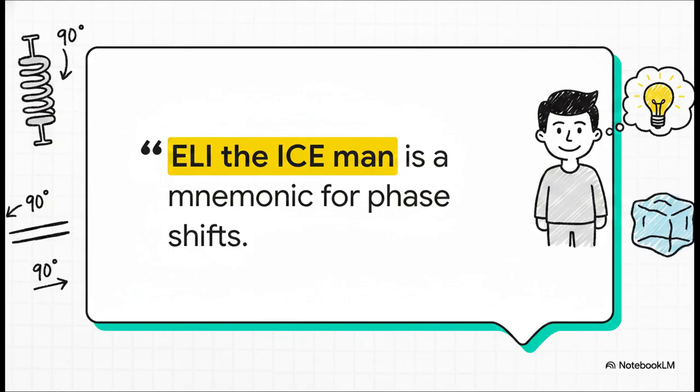To keep track of this shifting, engineers use this classic, highly memorable mnemonic, Eli the Iceman. If you can remember this simple phrase, you will instantly recall the specific 90-degree phase shifts of these components with absolutely no heavy mental lifting required. So let's decode exactly how to read it.